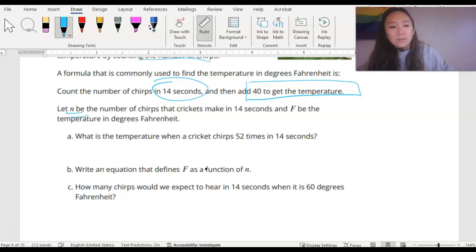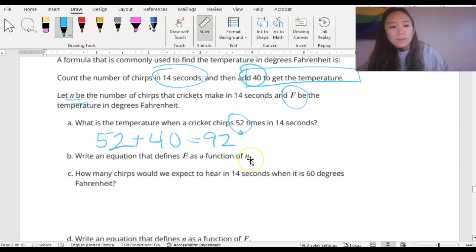Let n be the number of chirps they make in 14 seconds, and f be the temperature in degrees Fahrenheit. What is the temperature when a cricket chirps 52 times in 14 seconds? So we would take 52 plus 40 equals 92. So 92 degrees is the temperature in Fahrenheit.